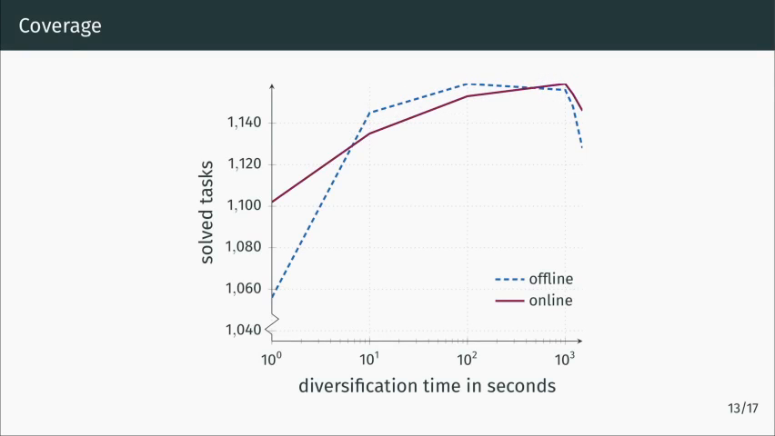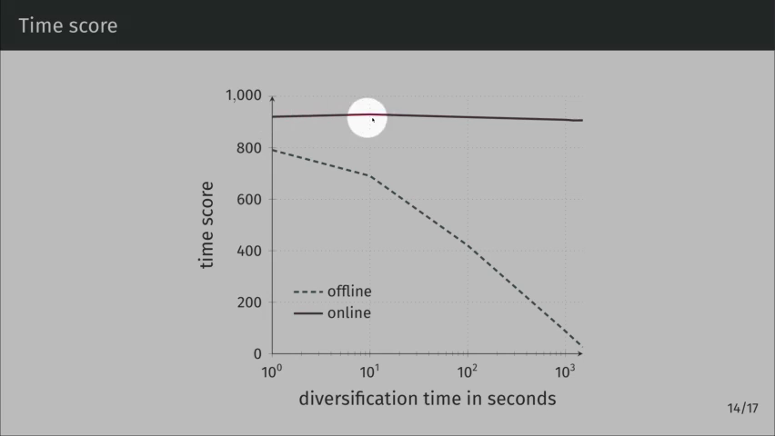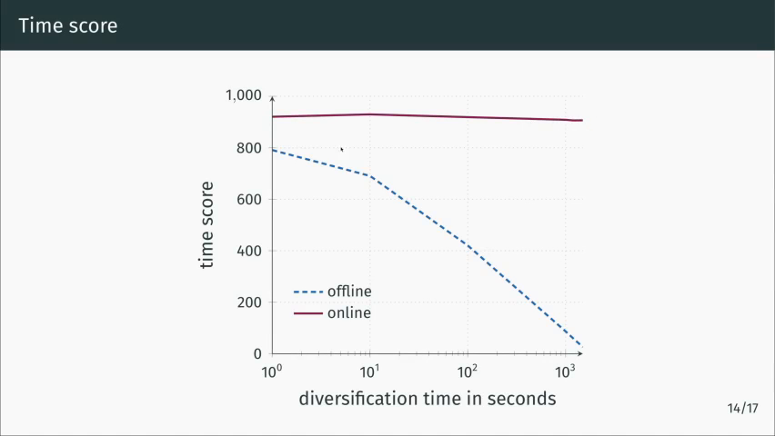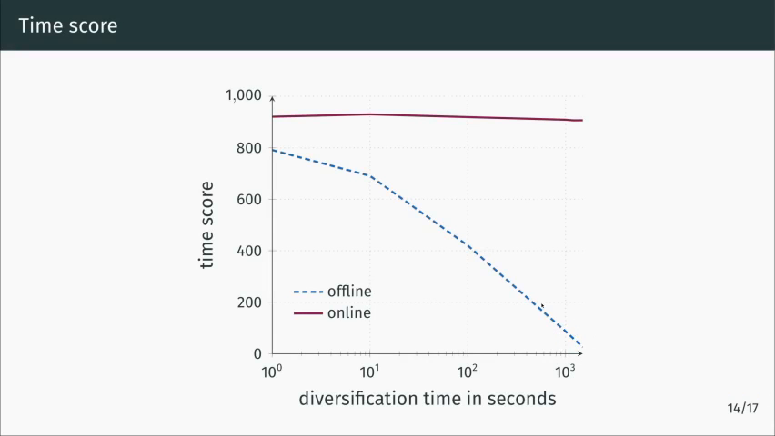But what's really different is if we evaluate how long they run, obviously. So here we see the same diversification time, but this time we evaluate the time score that was used in IPC 2018. And we see that the time score for the online variant stays more or less the same, regardless of the diversification time, but the time score drastically decreases over time for the offline variant, because it just uses such a long precomputation phase.